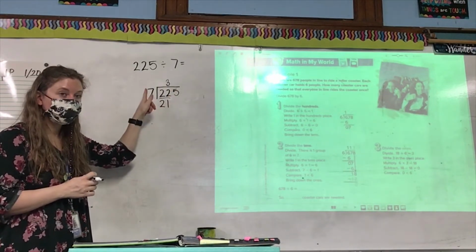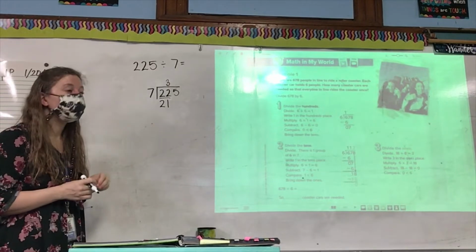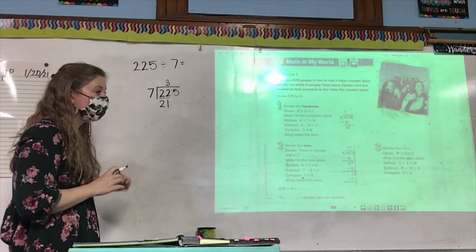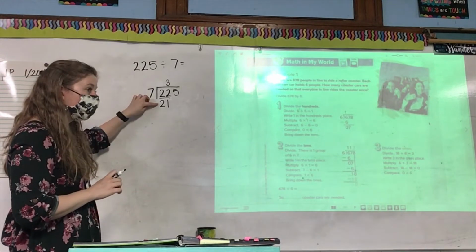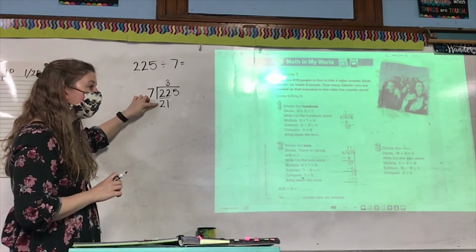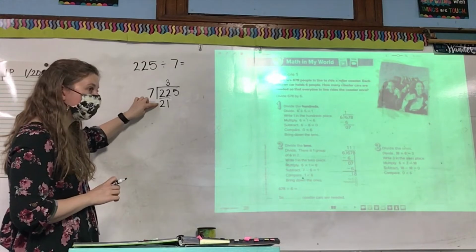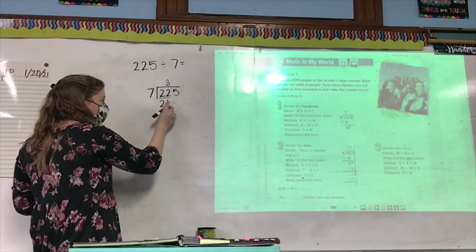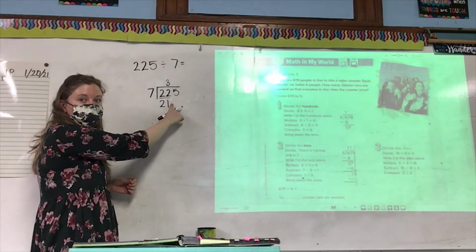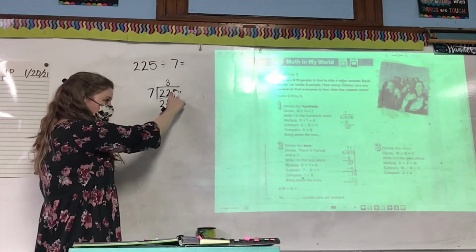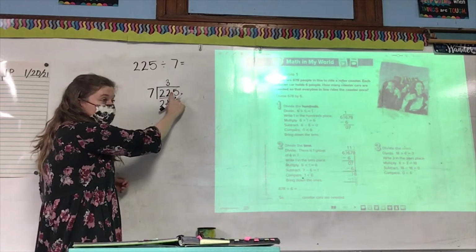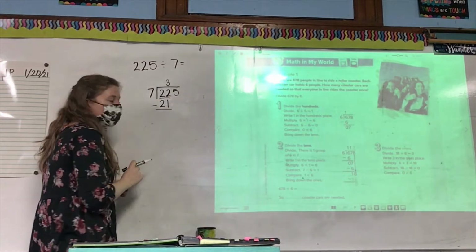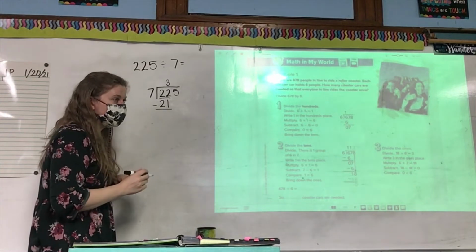Oh, from our dividend. So what do we do? We subtract the answer to the multiplication problem, which is 21, from the first two digits of our dividend, which is 22. Zadie, 22 minus 21 is 1.